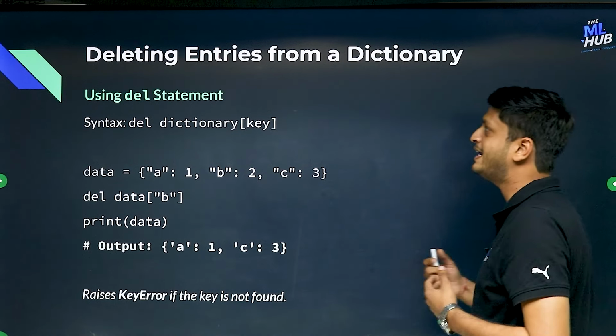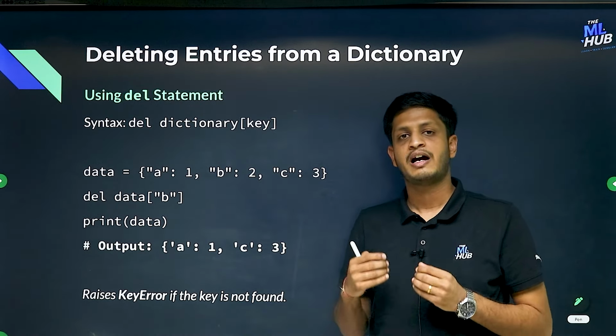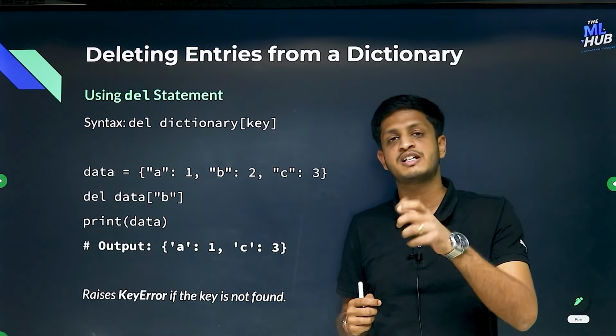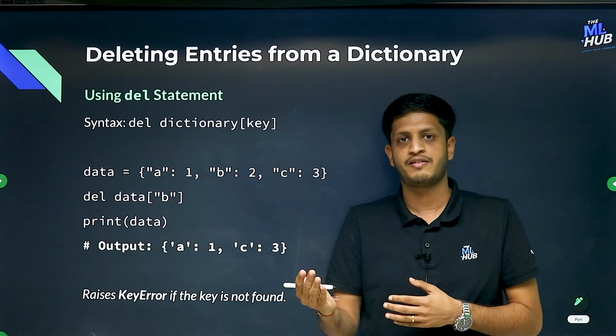Now how can we delete entries from a dictionary? All we have seen so far is addition and updation. What if I want to delete a key value pair? I told you, what if I want to change a key itself? Then I have to delete that particular key value pair and insert another key value pair.